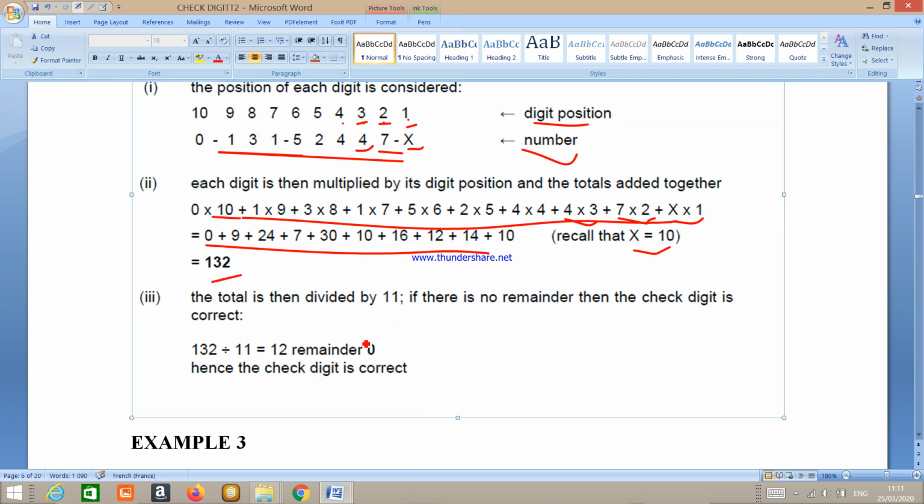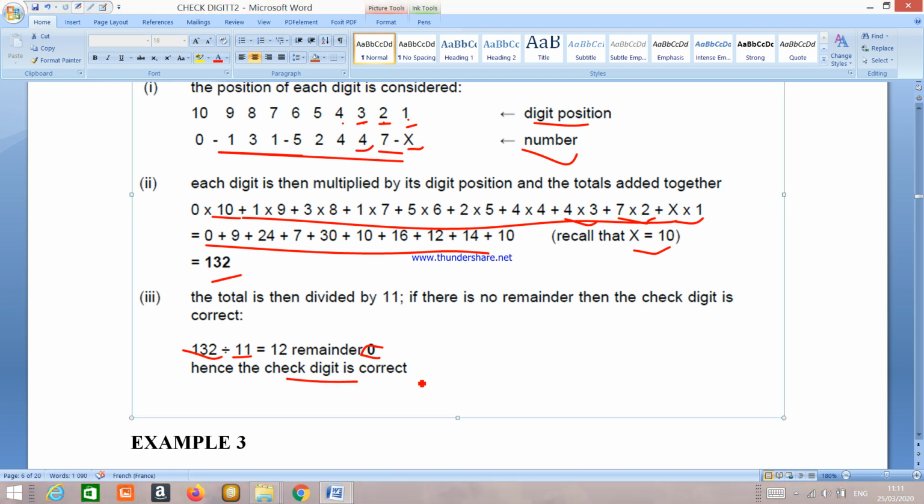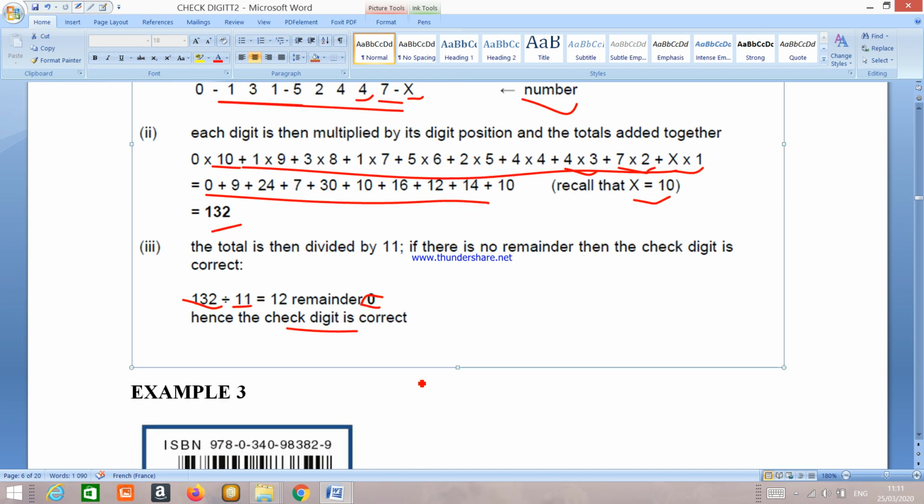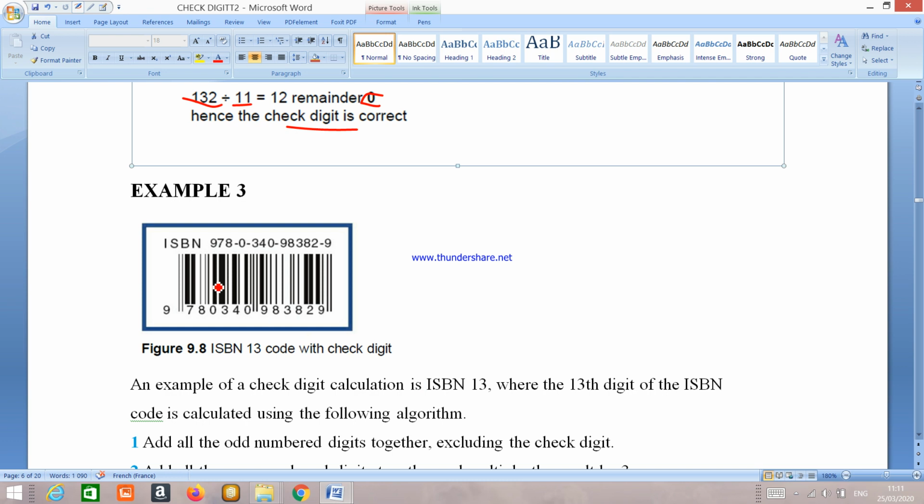Now what you do is divide the total, in this case 132, by 11, and you get a remainder of 0. If you get a remainder of 0, it means that the number is correct. Okay, if you don't get a remainder of 0, it means the number is incorrect. Now let's take another example here, example 3.